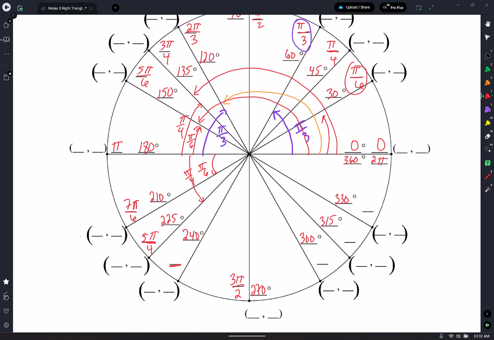Take a guess for this one at 240. The denominator, no, the denominator is not 6. The denominator is a 3, and 4 pi. See, because this is pi over 3 right here, that gap, that reference angle. Do you guys see what we did?